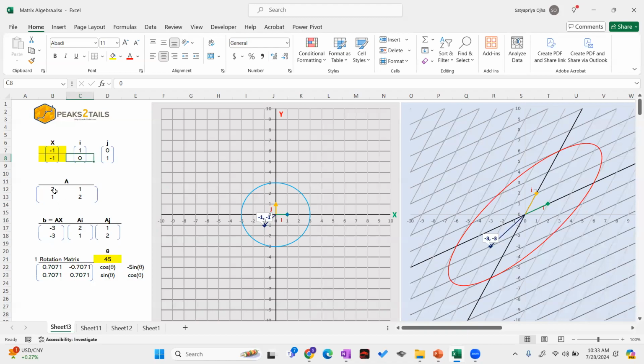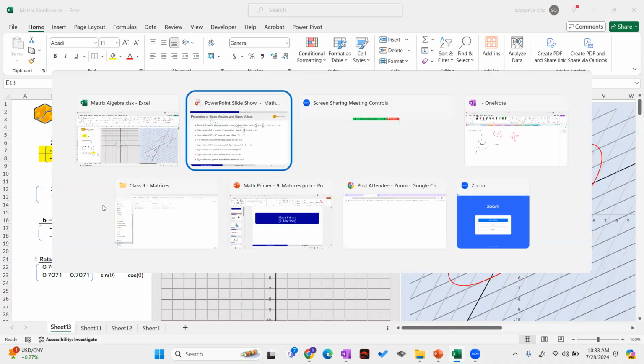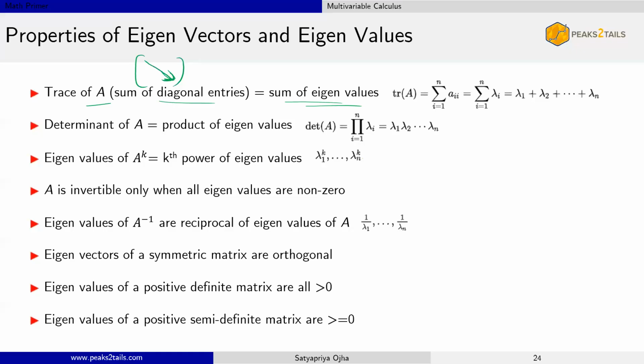Let's see. The matrix we have here. What is the trace of this matrix, guys? Trace of this matrix is 4. What are the eigenvalues we computed? 1 and 3. 1 plus 3 is 4. That's the theorem. Trace is the sum of eigenvalues.